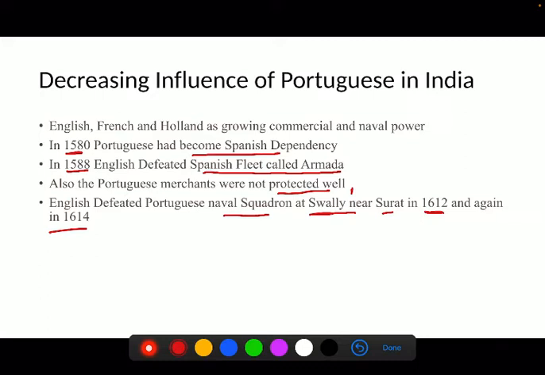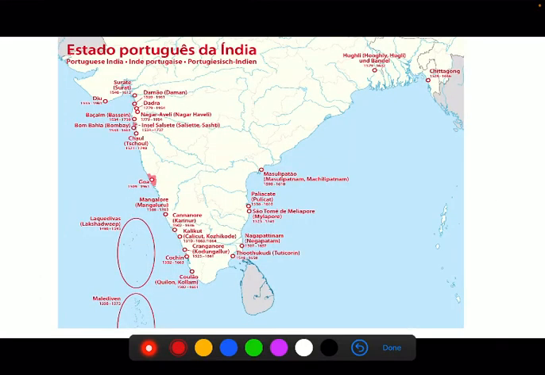We will discuss in detail about the East India Company, the British East India Company. This is just a small reference to Portuguese and what happened to them in India. Okay, this is the area where Portuguese established their trading centers. So you can see all the trading centers are on the coast of India. Why? Because of their naval supremacy, and nobody was able to give a proper fight to them.